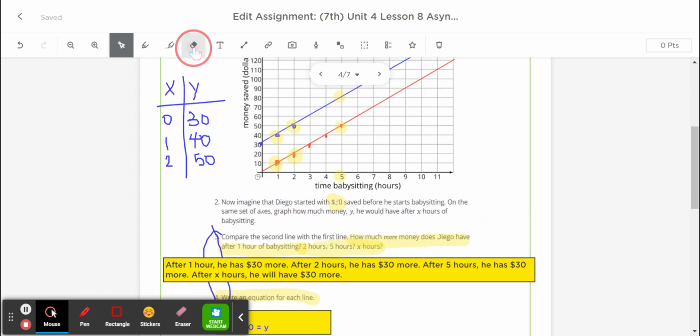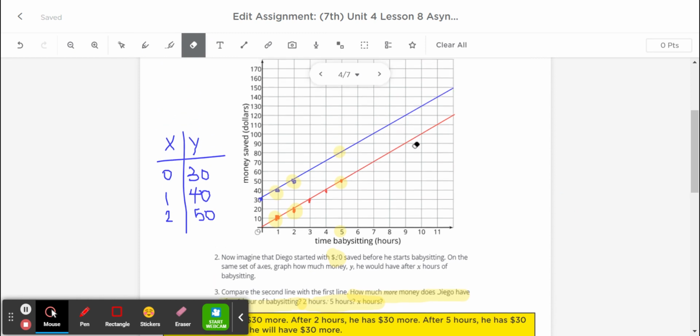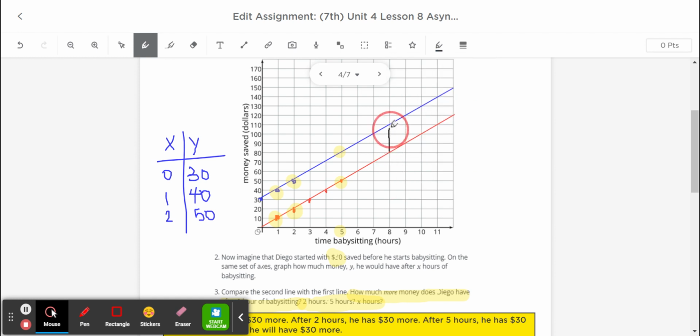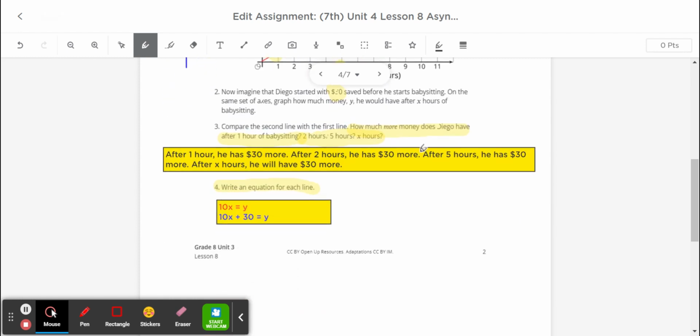And notice that these 2 lines are connected to the do now. They're simply a translation. It is simply a shift upwards to get from the red line to the blue line. If you need to pause this video to get caught up with me, to take any notes, now is a good time to stop.